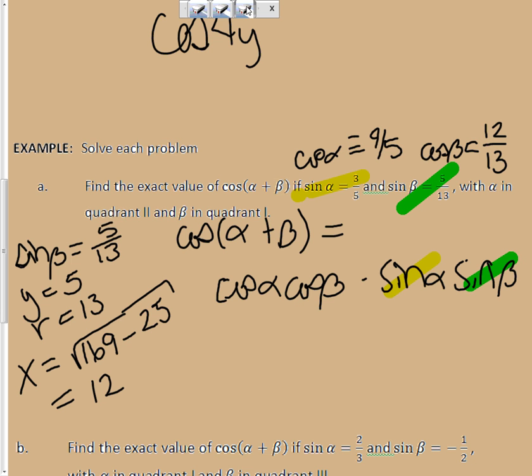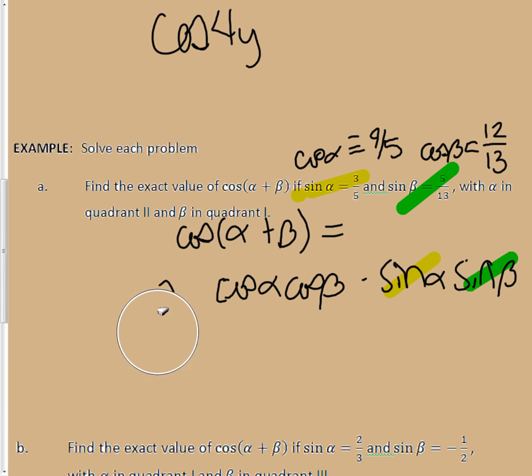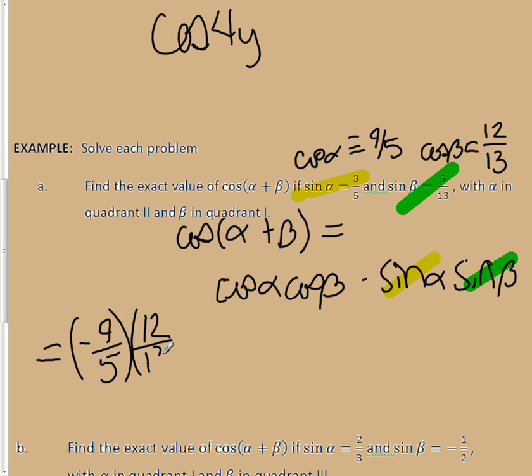Okay, so let me get rid of this so I can make it a little tidier. So I know the cosine of alpha and cosine of beta. Cosine of alpha is negative 4/5. The cosine of beta is 12/13, minus the sine of alpha is 3/5. That was given to us. The sine of beta is 5/13. That was given to us.